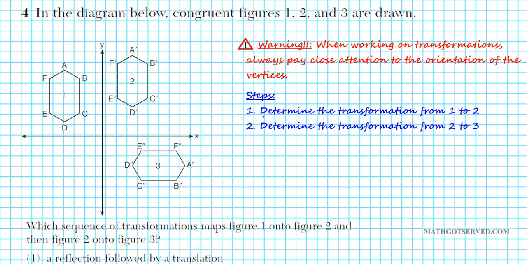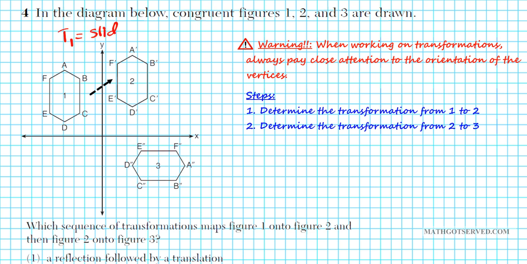All right, steps 1 and 2. First of all, we'll determine what transformation takes you from figure 1 to figure 2, and then what transformation takes you from 2 to 3. Okay? All right, so from 1 to 2, what's happening here? We can clearly see that it's just a slide. Okay? Figure 1, you just had to slide it right there. That takes you to figure 2. It's just a slide. So let's call it T1, transformation 1 is a slide.